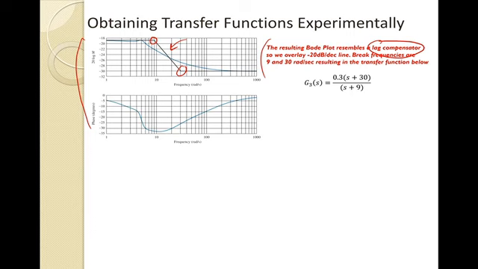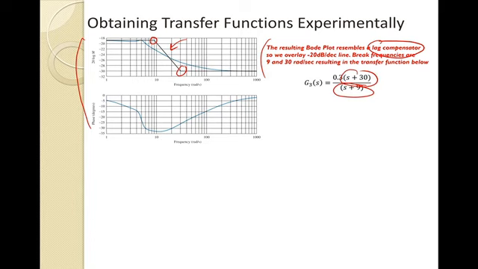So here, my first breakpoint at 9, that's a pole. Why? Because that transitions it down, so I put that in the denominator. I then have a higher breakpoint here at 30, which is a zero, because that takes the pole's minus 20 dB per decade, adds plus 20 dB, and makes it now 0. So that's why I know that.